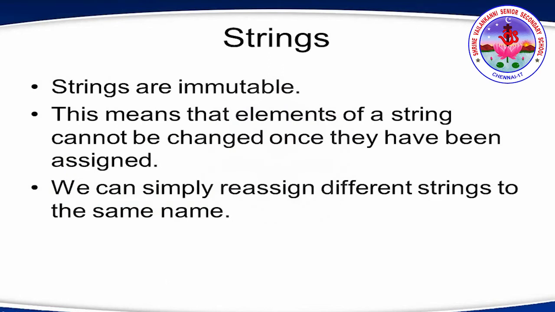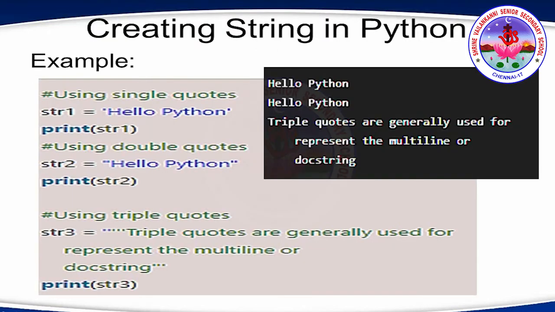The characteristics of strings: strings are immutable. This means that elements of a string cannot be changed once they have been assigned. Only reassigning different strings to the same name is possible, but you can't change the value of it. So let's see the example of creating a string first.